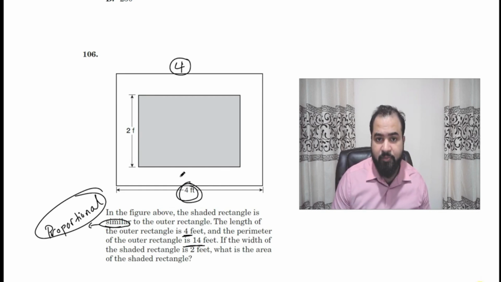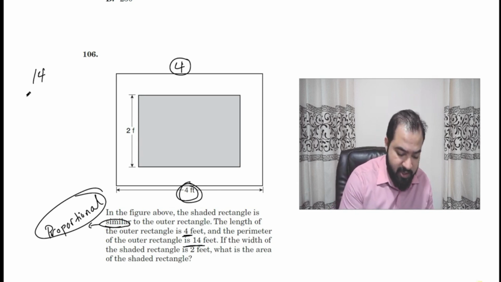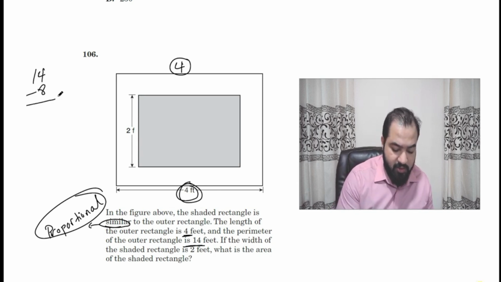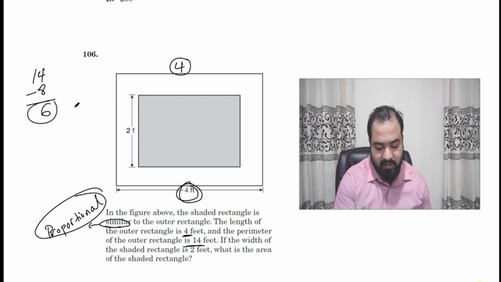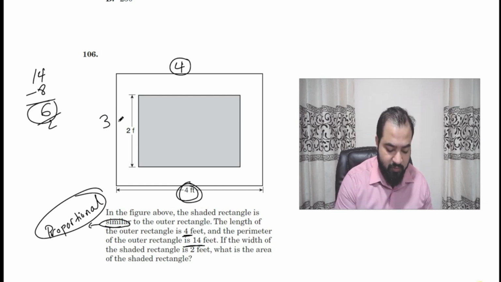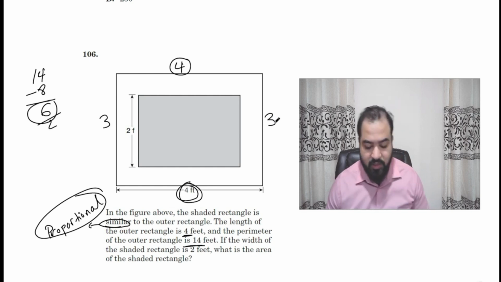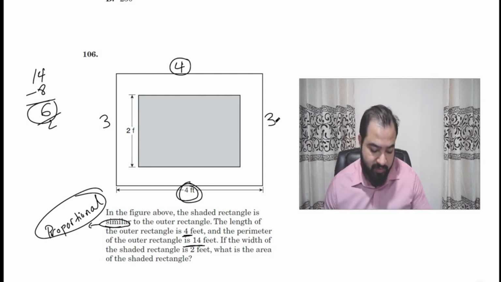And total perimeter is 14. So 14 minus 8, which is 6. And this 6 has to be the 2 widths. So we divide the 6 by 2. So each width is 3. So we found the dimensions of the big rectangle.